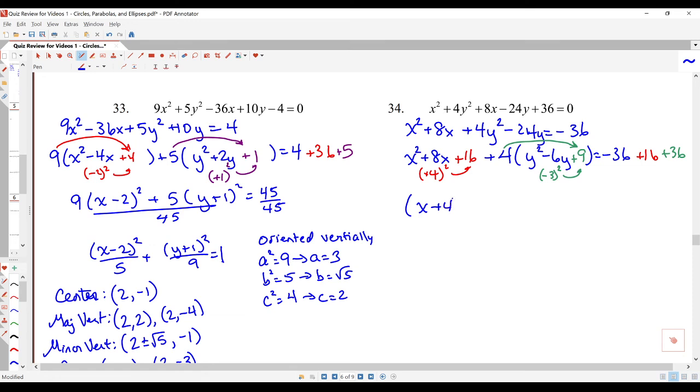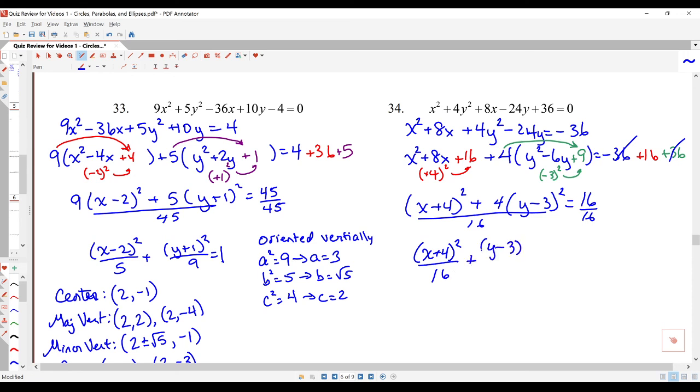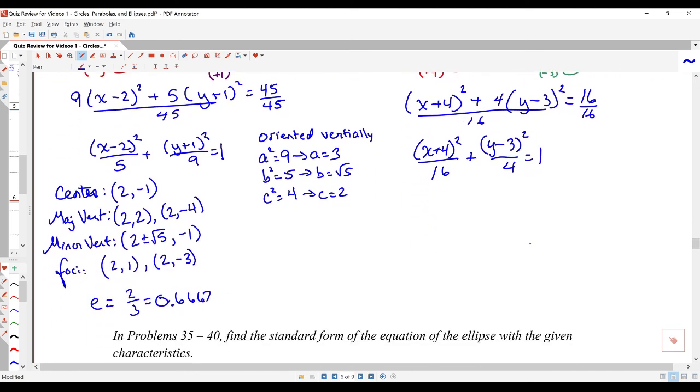And we factor, so x plus 4 squared plus 4 times y minus 3 squared equals, the 36's will cancel, leaving me 16. Divide through by 16. I get x plus 4 squared over 16 plus y minus 3 squared over 4 equals 1.